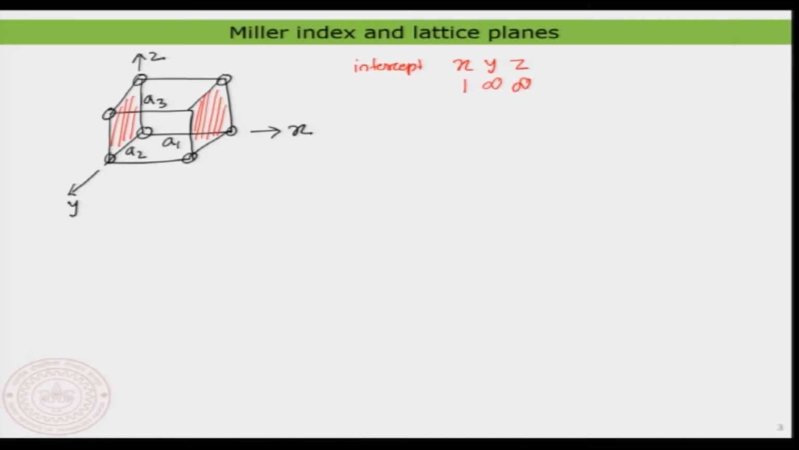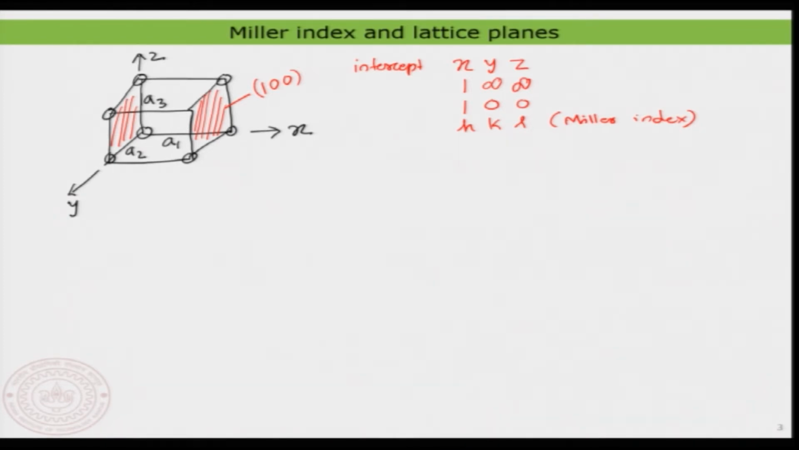Now, you take the reciprocal of this value. That is going to give you 1 0 0, and this is what is actually known as the Miller index of this given plane. So, we can call this plane the 1 0 0 plane. And normally to represent a plane, you always put that index in parentheses, which means that it is representing a plane.